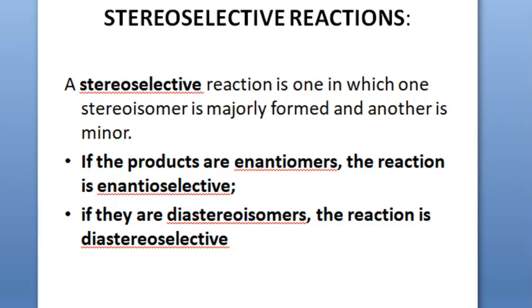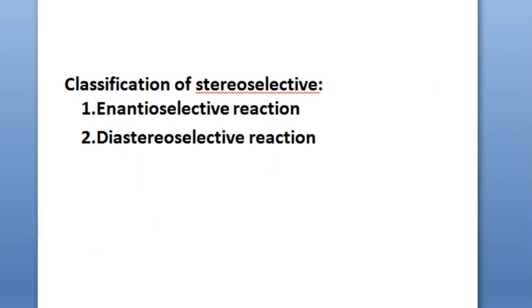If the products are enantiomers, then you can call the stereoselective reaction an enantioselective reaction. And if the products are diastereomers, we call the reactions diastereoselective reactions. So you can say the classification of stereoselective reactions is enantioselective reactions and diastereoselective reactions. Let us see what enantioselective and diastereoselective reactions are.